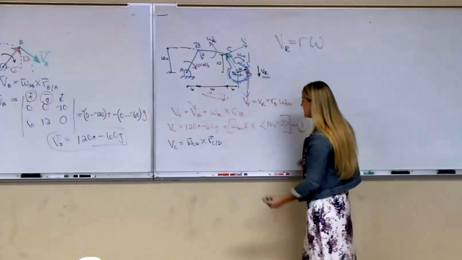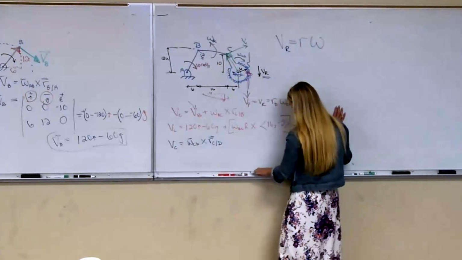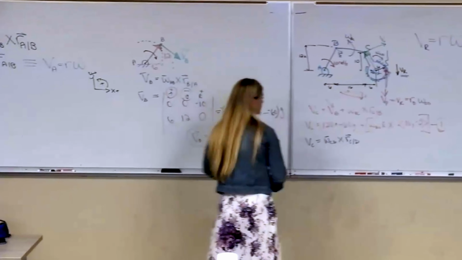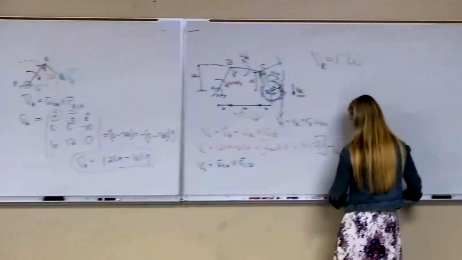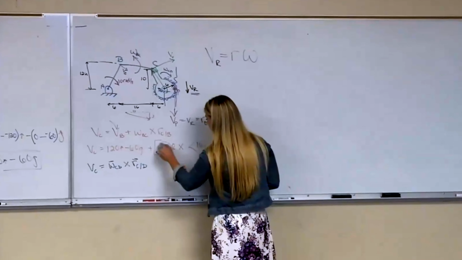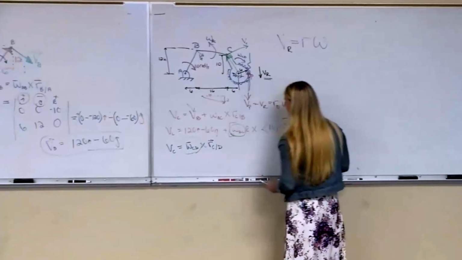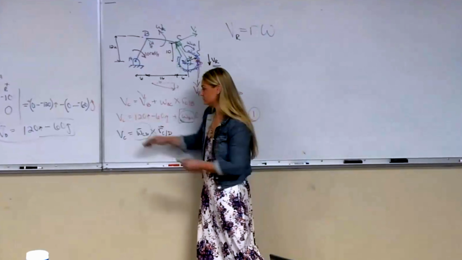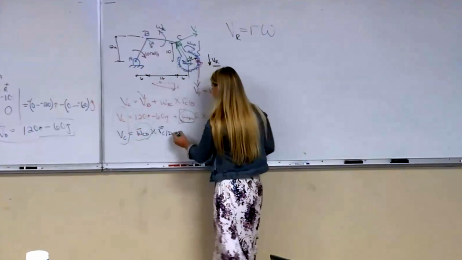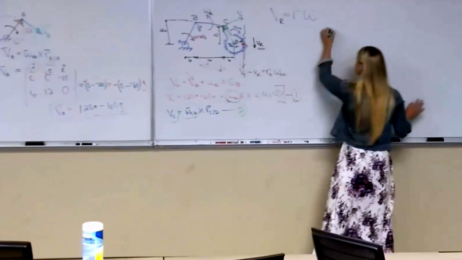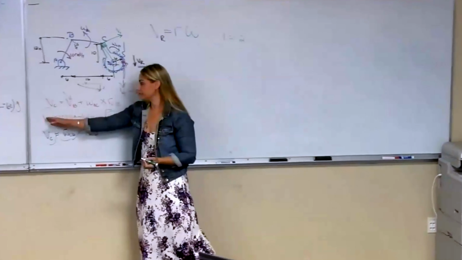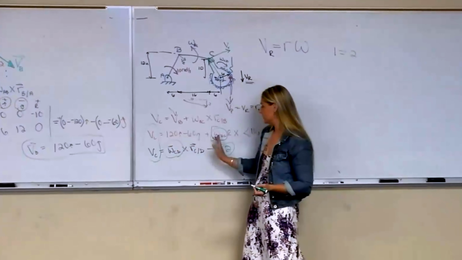So now I only have two unknowns. I have this unknown and I have this unknown. Yes, omega BC and omega CD are unknown, right? But if I set equation 1 equal to 2, it will get rid of my unknown here, and I will only have two unknowns.